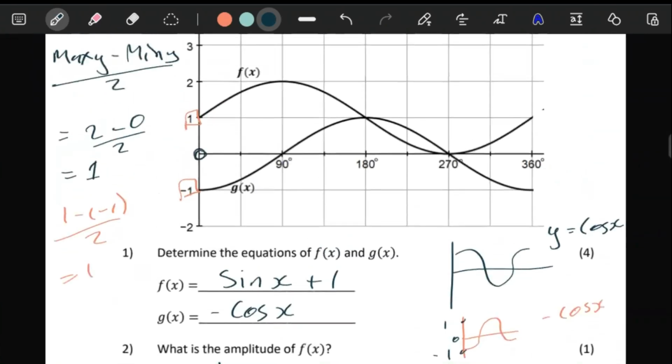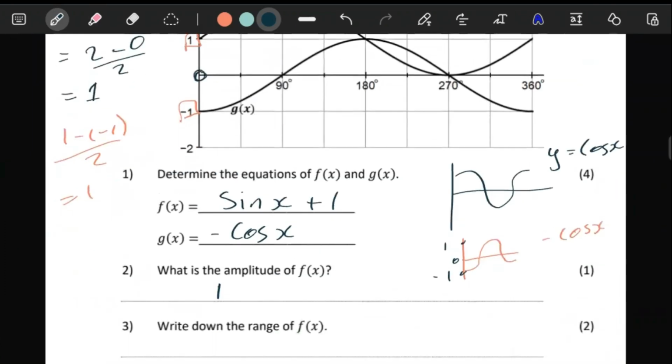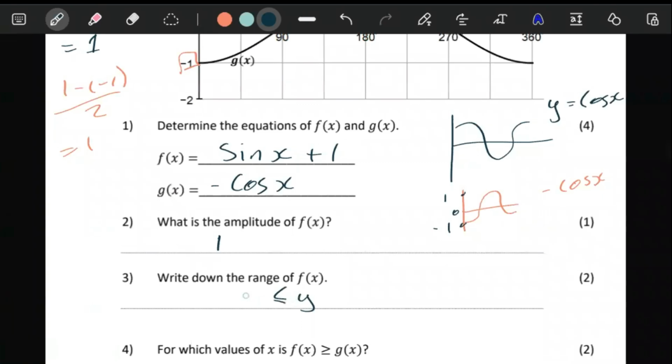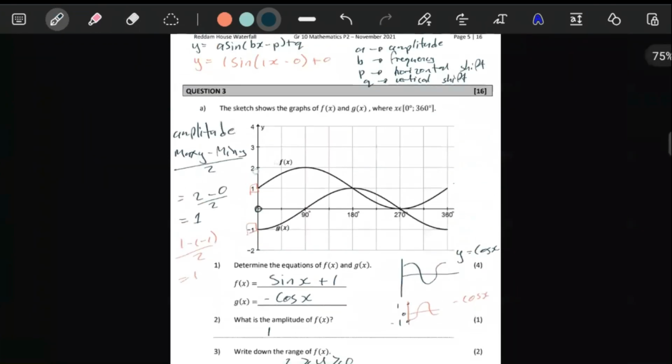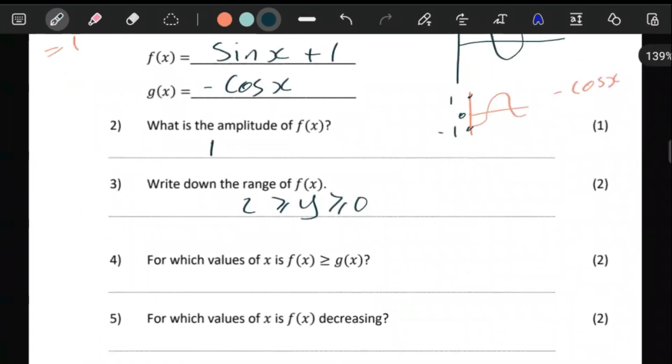Range, you always have to go to the highest value that the graph goes and the lowest value that the graph goes. So the range of your graph of f is between 2 and 0. So you have to say your y values have to be smaller or equal to 2, and they have to be bigger or equal to 0, because your graph goes all the way to 2, it goes all the way down to 0, and it touches the 2 and it touches the 0.